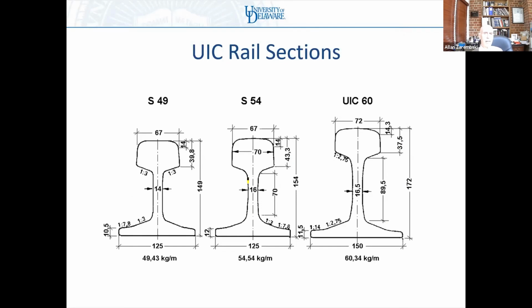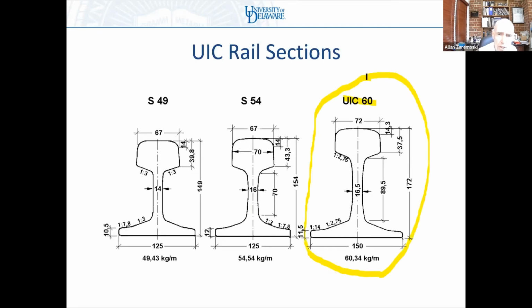Rail is defined by its section size, which in the metric world is its weight in kilograms per meter. So UIC 60, which is for all practical purposes the largest of the UIC sections, UIC being the International Union of Railways, or Union Internationale des Chemins de fer, they publish one set of rail standards.